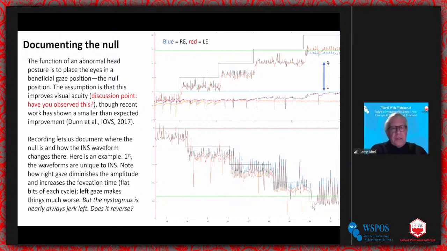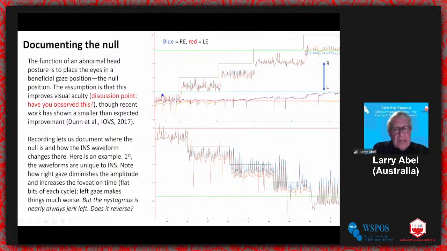This was a patient with classic infantile nystagmus waveforms. In these recordings, up is to the right, down is to the left. Let's focus on horizontal eye movements. We see here all infantile nystagmus waveforms, and as she looks to the right, the waveform improves potentially for vision. You see these flattenings where the eye is nearly stationary for longer, foveation. And it's still jerk left, even out to 20 degrees.